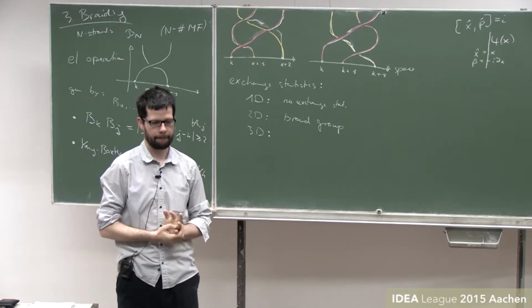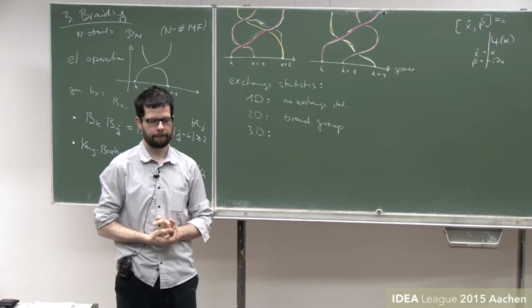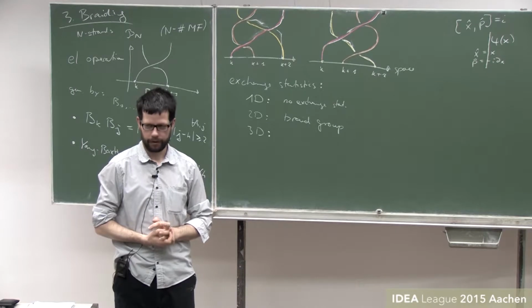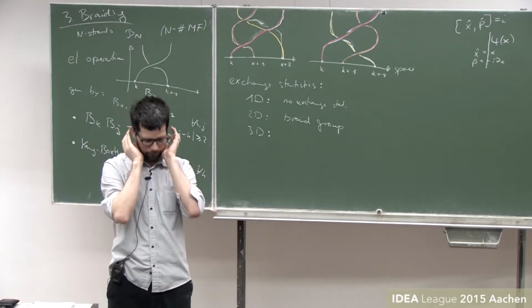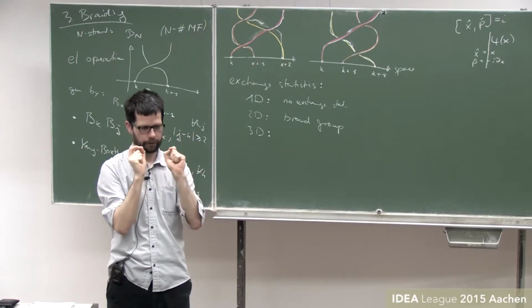Yeah? I would say it's still a braid group, but it's breaking down to the symmetric group. Yeah, okay, this is true. It's always the braid group. But the concept which actually doesn't make sense, you know which concept doesn't make sense?